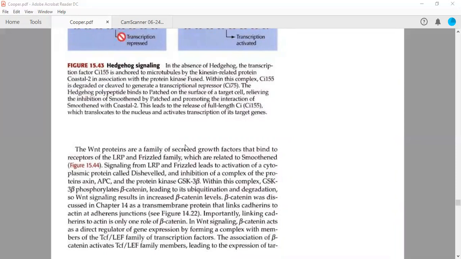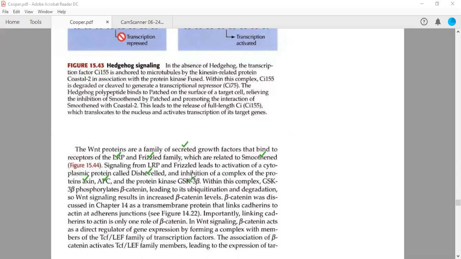So these are secreted proteins, growth factors that bind to receptors called LRP and Frizzled family receptors. They're heterodimers, related to the Smoothened family of receptors, which we have seen in the Hedgehog pathway. Signaling from LRP and Frizzled leads to the activation of the cytosolic protein called Dishevelled, and inhibition of the complex formed of Axin, APC, and protein kinase GSK3 beta.